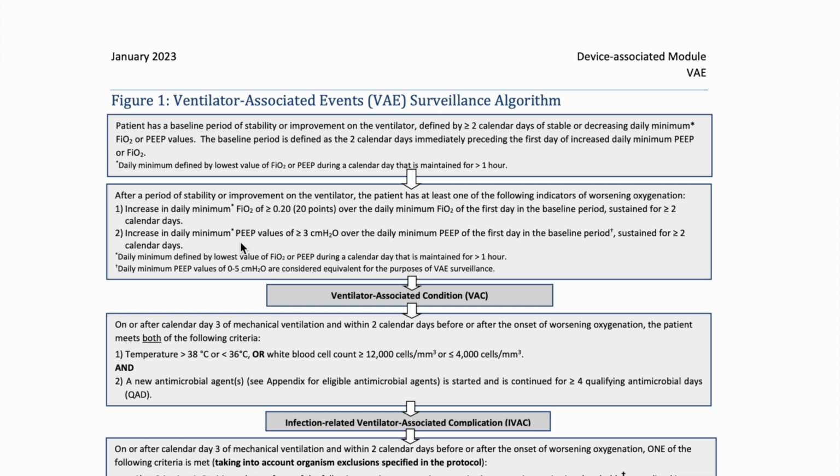On or after calendar day 3 of mechanical ventilation and within 2 days before or after the onset of worsening oxygenation, the patient meets both of the following criteria: temperature more than 38 degrees Celsius or less than 36 degrees Celsius, or white cell count of 12,000 or more cells per mm3 or 4,000 or less per mm3, and a new antimicrobial agent is started and is continued for 4 qualifying antimicrobial days or more, then the patient is labeled as having infection-related ventilator-associated complication, IVAC.